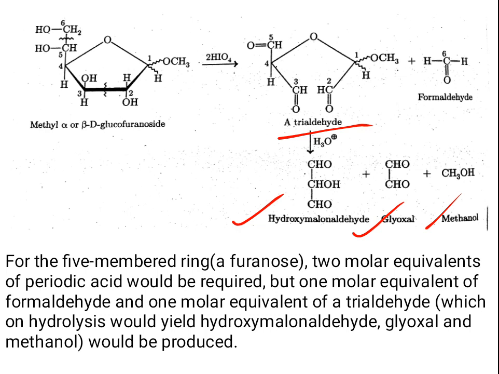For the 5-membered ring, that is a furanose, 2 molar equivalents of periodic acid would be required, and 1 molar equivalent of formaldehyde and 1 molar equivalent of a trialdehyde, which on hydrolysis would yield hydroxymalonaldehyde, glyoxal and methanol, would be produced. So by analyzing your products, you can differentiate between a 6-membered ring and a 5-membered ring.